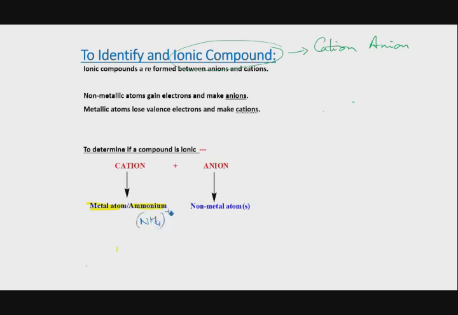Ammonium, if you remember, is the polyatomic ion made of 1 nitrogen and 4 hydrogen atoms with an overall charge of +1. So with this idea, if I asked you, is this an ionic compound or not? Yes, this is an ionic compound.